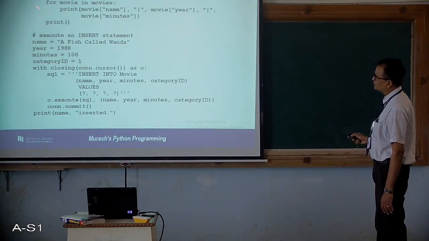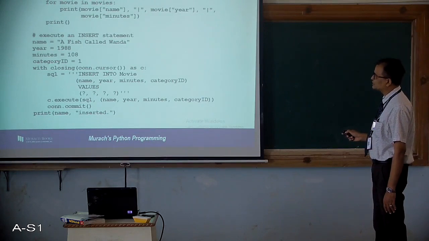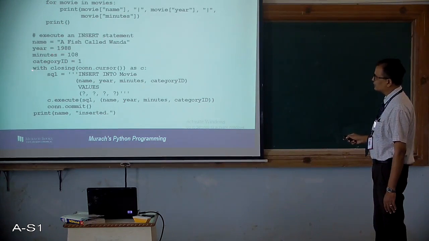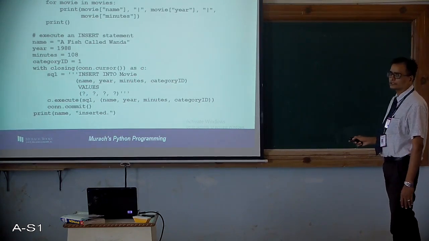Then, if movies is not none, it means the try block has been executed. For movie in movies, all these things will be displayed. Then this plain print will display one line. Then the execute insert statement, where we are assigning the values. Then with closing we open a cursor, with a connection we are creating a connection, then insert into movie, and all these things will be done.